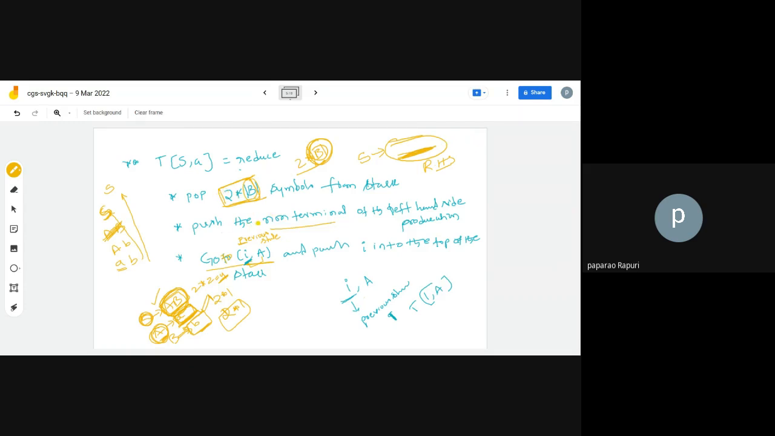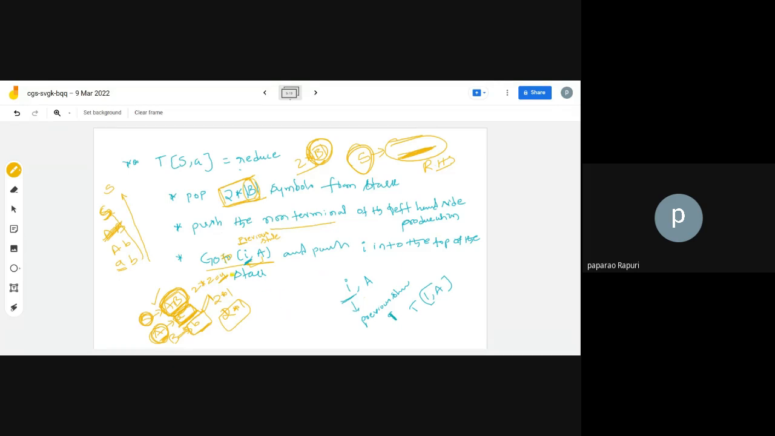Then after that, after popping these many symbols, we need to push the non-terminal which is present on the left hand side. Sir, how many non-terminals will be present on the left hand side of the production? Only one symbol, because this is the context-free grammar. In the context-free grammar, we have only a single non-terminal on the left hand side. So that non-terminal has to be pushed into the stack.